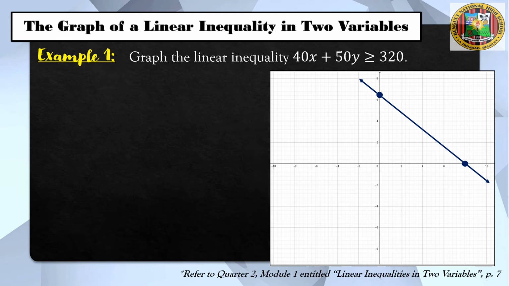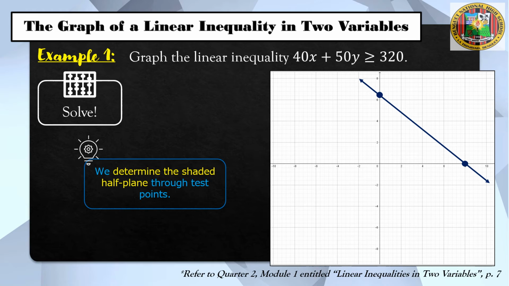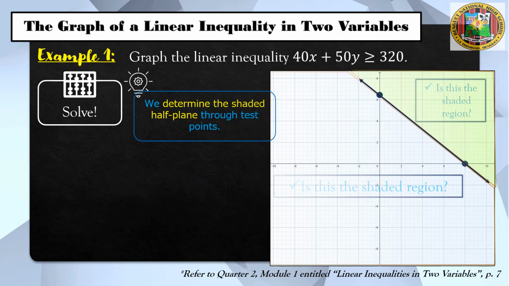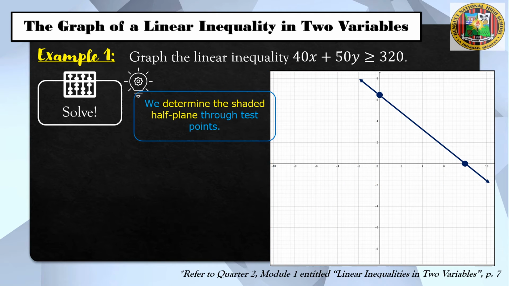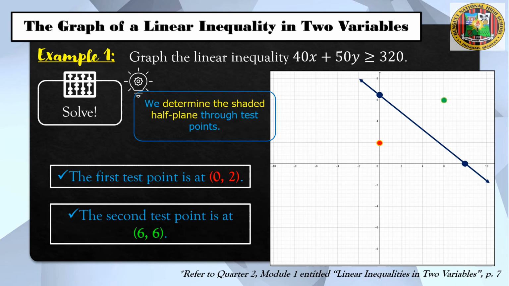Let us determine the half plane to be shaded. In this graph, the half planes that we have to decide on are this region and this region. For your own solution, you may choose any test points from each region, but for this example, we choose (0, 2) and (6, 6).